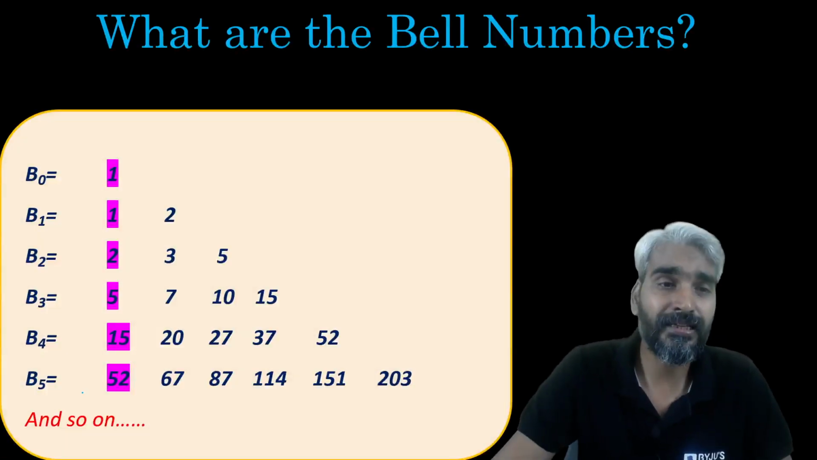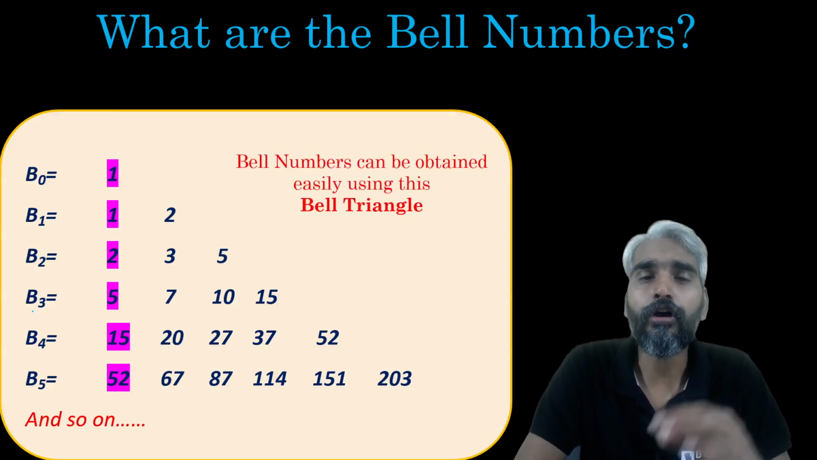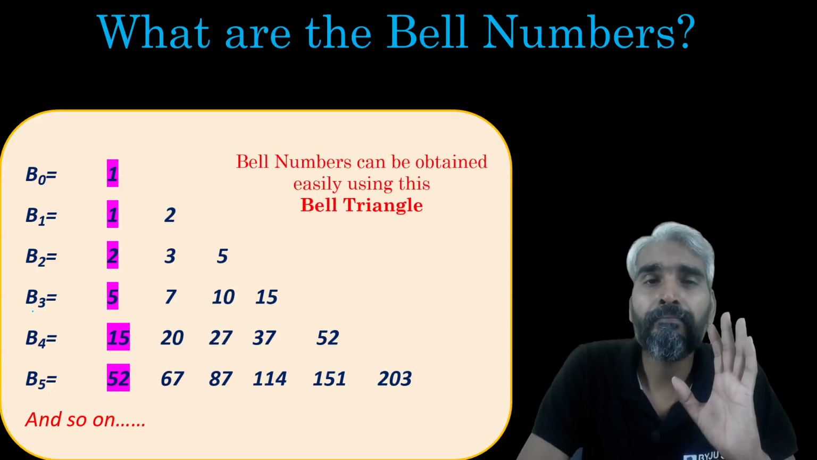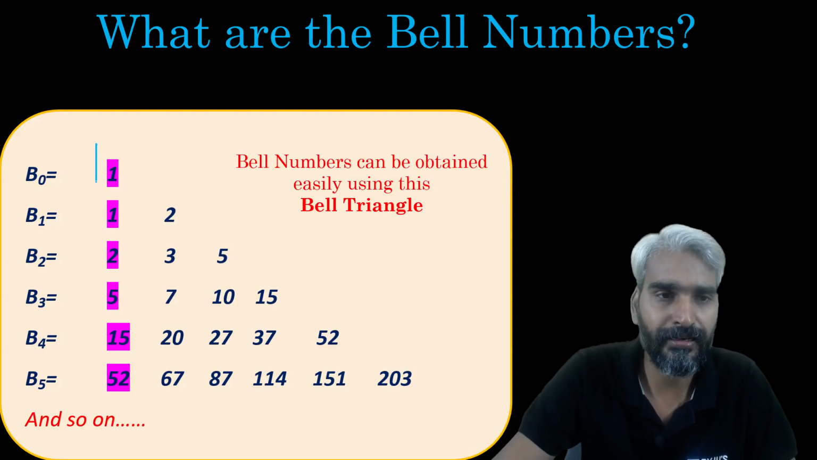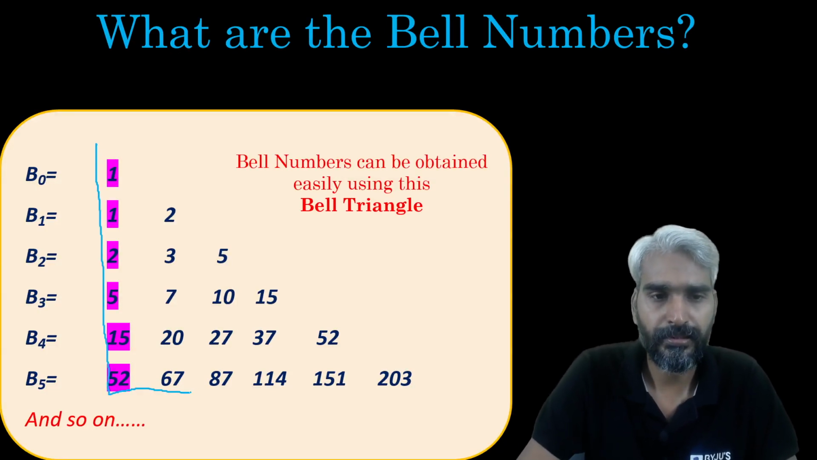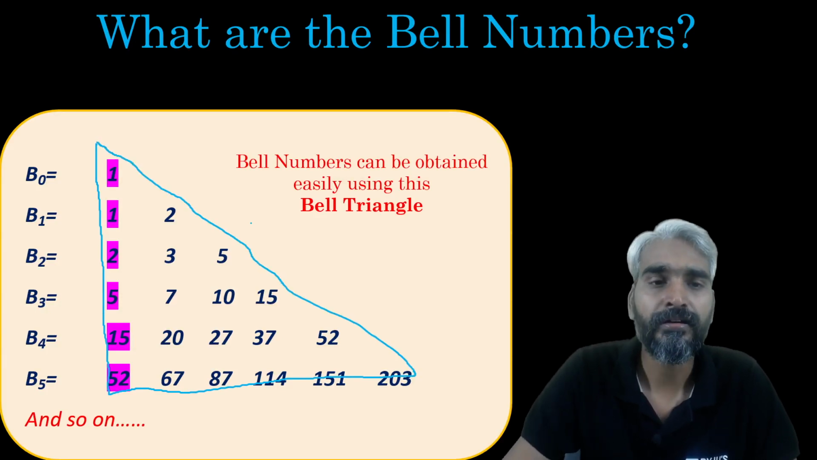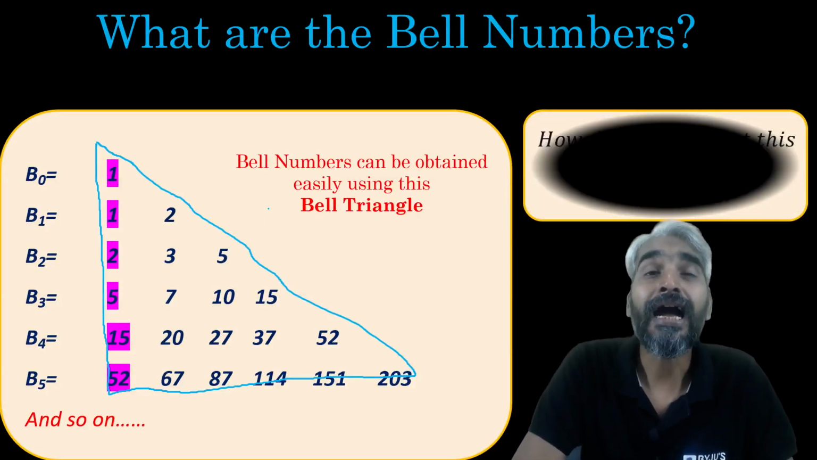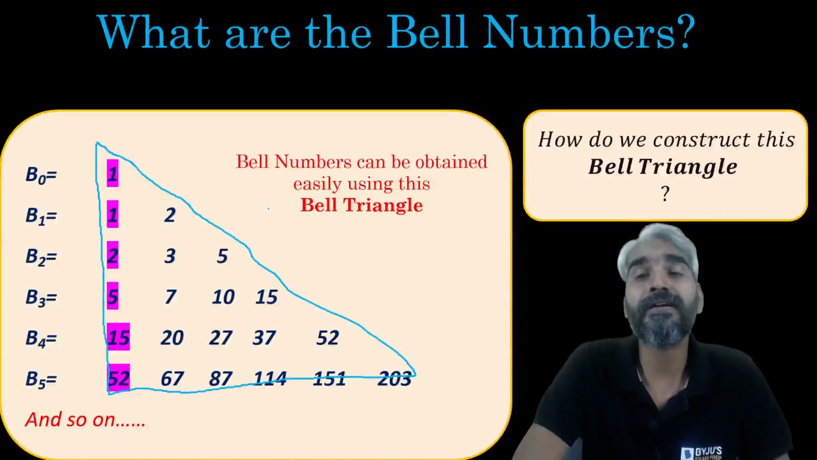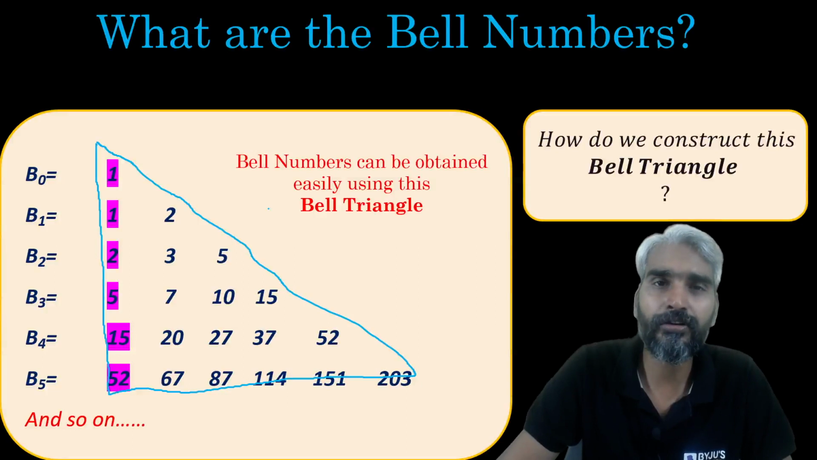So guys, this is a triangle. The Bell numbers can be easily obtained using this Bell triangle. You can see that this is the shape of a triangle. Now the idea is, even if you can get the Bell numbers from this triangle, how do we construct this Bell triangle? If we don't know how to construct it, then we cannot calculate this.